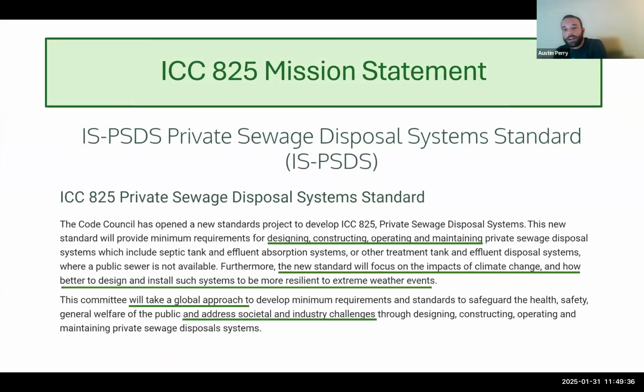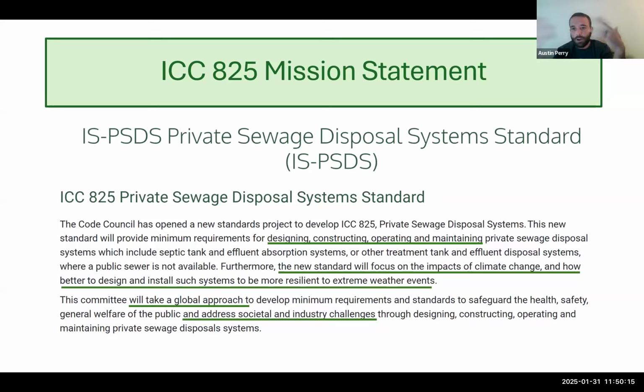A couple of years ago, they put out a call for some help. What they were looking to do was implement new design, construction, operating, and maintaining standards for private sewage disposal. They wanted to focus on the impacts of climate change, and they wanted to install systems that would be more resilient to extreme weather events. Not immune, but resilient. They wanted to take a global approach. They're the International Code Council, so they wanted to get as much of the world on board as they could. And they wanted to address the societal and industry challenges that are preventing standards adoption across more communities and households.